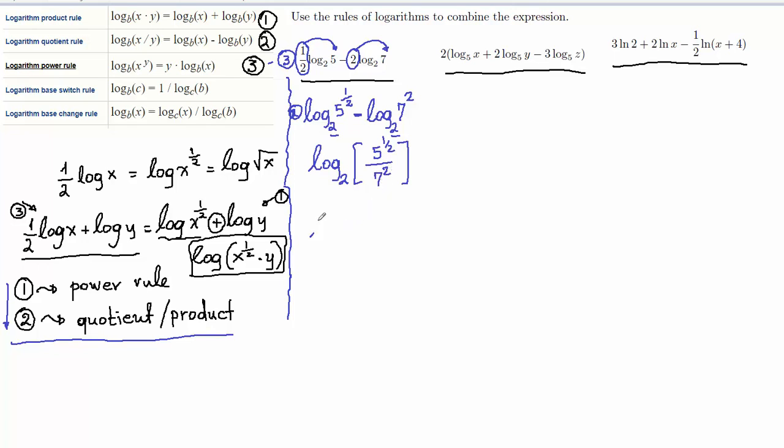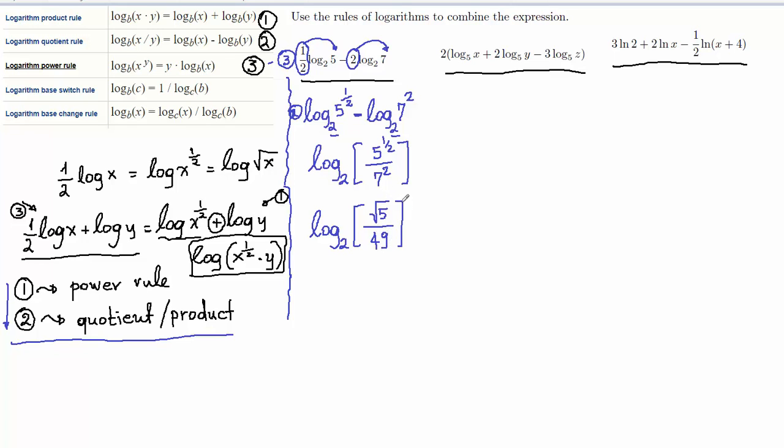Can I simplify my numbers a little? I'll try. I'm not sure, and I cannot say for sure that I will end up with one single number, but I will try, because I can go further, writing the 5 to the 1/2 as square root of 5, and writing the 7 squared as 49.